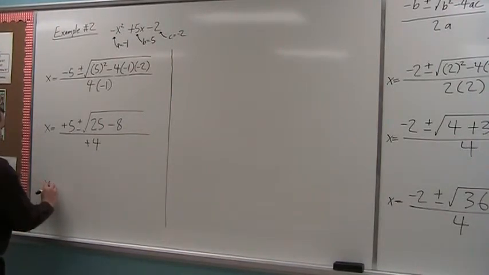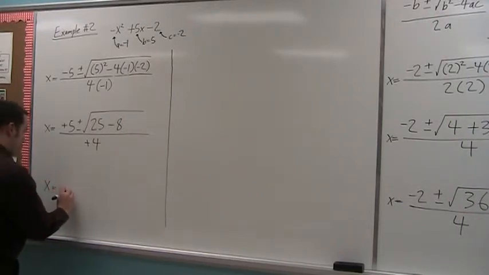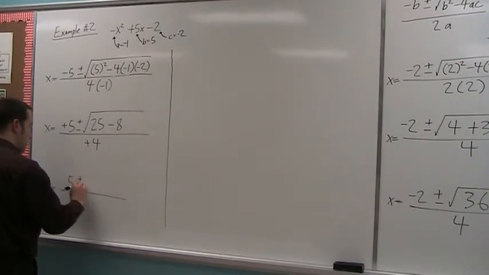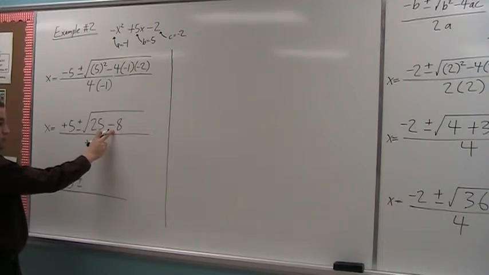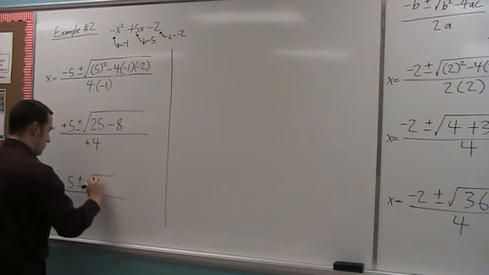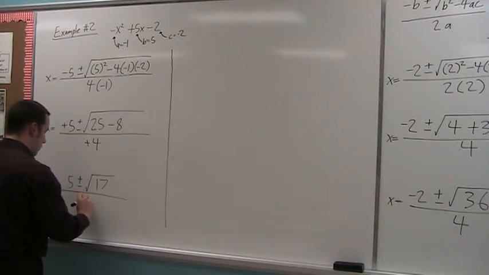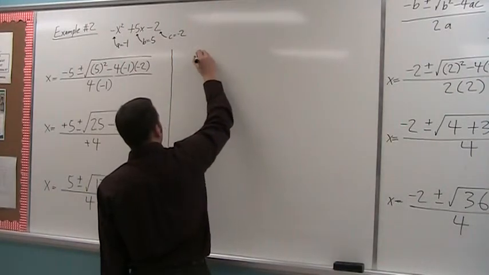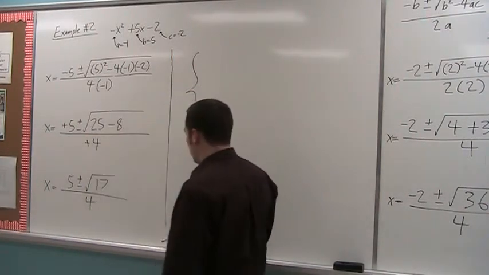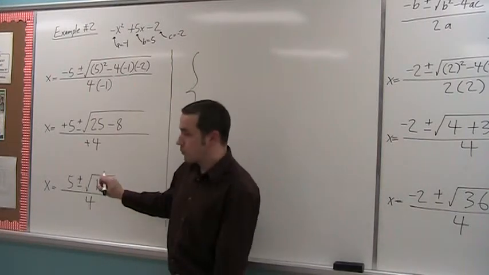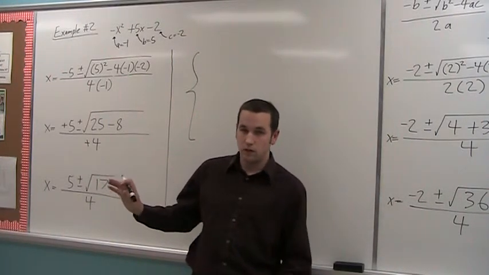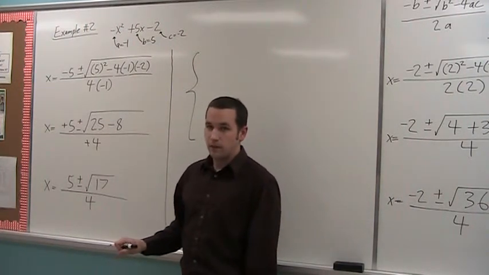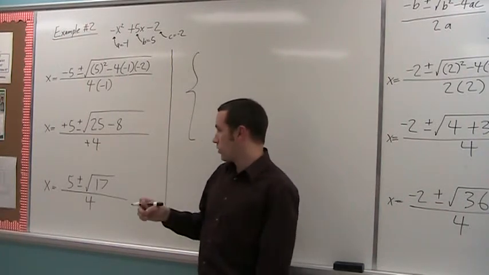Next step, we simplify further what's under the square root. So we end up with 5 plus or minus the square root of 25 subtract 8 gives you 17, all over 4. Now, we stop to look. In the previous example, we had a nice number under the square root. It was 36. You can take the square root of 36. It is 6. In this case, I have 17. There is no even number square root of 17.